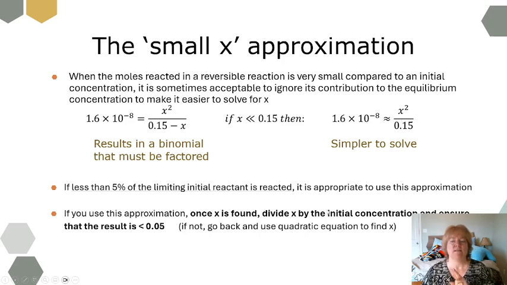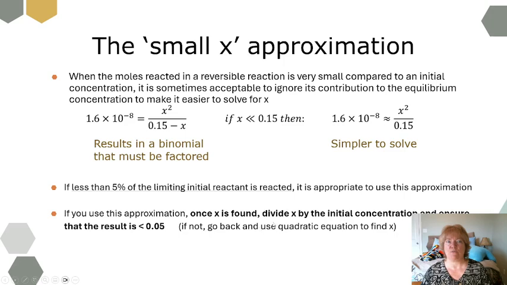When you're done, take X, divide it by the initial concentration, and ensure that it's less than 0.05. 0.05 would be the decimal version of 5%. So if I take X, once I found it, divide it by the initial concentration, and I get 0.04, then I'm like, this is good. If it's bigger than 0.05, then I have to go back and redo the equation without the approximation. I'll have to use the quadratic equation and solve it.